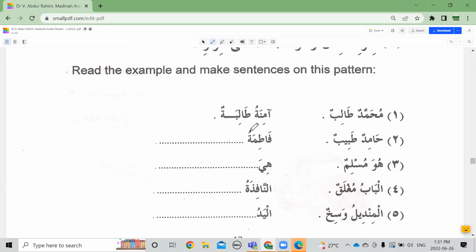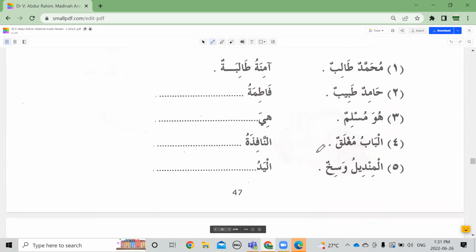Just one thing, sister. Remember in lesson number 3, I think we said feminine names have just one dhamma: Aminatu, Fatimatu, not Aminatun and Fatimatun. But tabibatun is correct, because of the tam marbuta. Huwa muslimun, hiya muslimatun. Al-babu mughlaqun. An-nafidatu mughlaqatun. Al-mindilu wasikhun. Al-yadu wasikhatun.